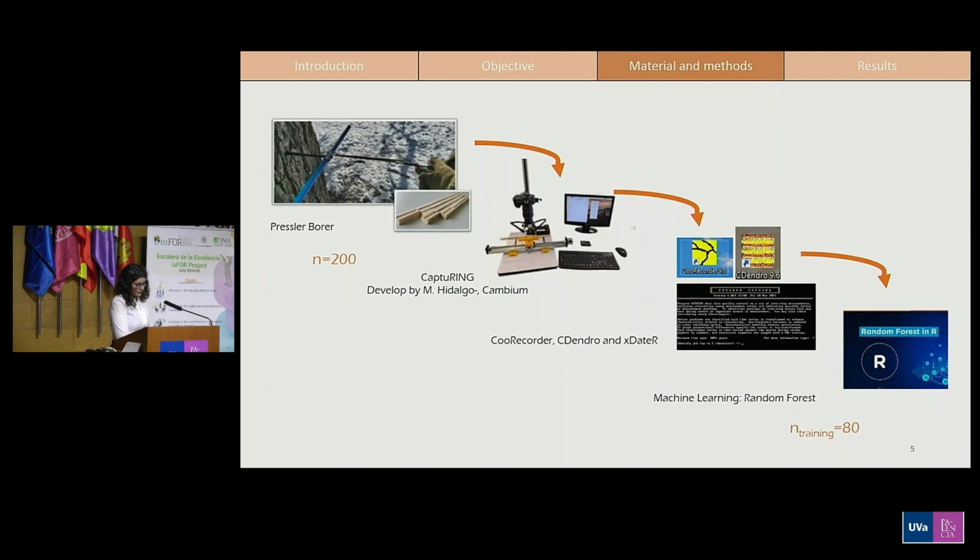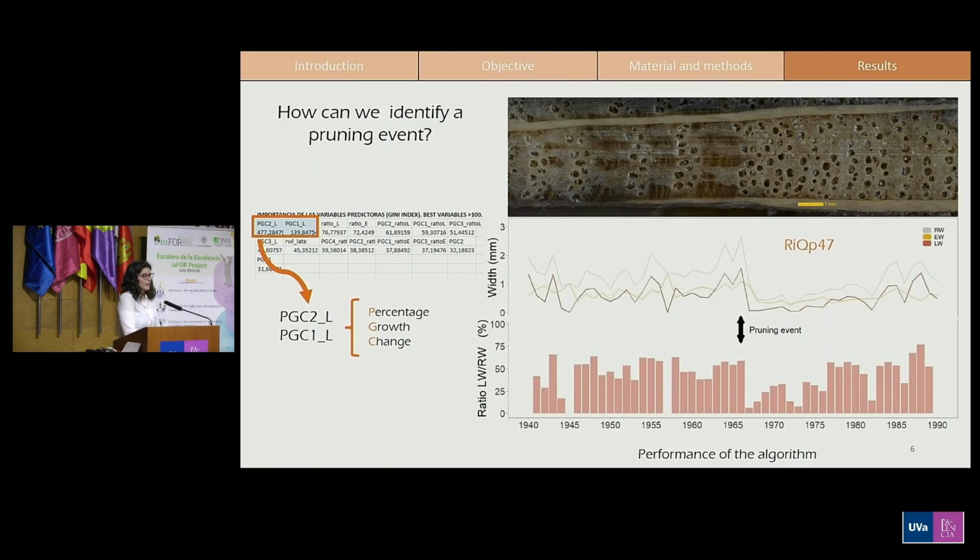We train the random forest algorithm with a subset of trees. We added different variables to the random forest algorithm, such as the ring width, early and late woods, and some more derivatives of them. The most significant variable was the late wood, according to the Gini index, which was considered in 1 and 2 years time windows. In this example, we can see a very evident reduction of the late wood and a slow progressive recovery in the following years.